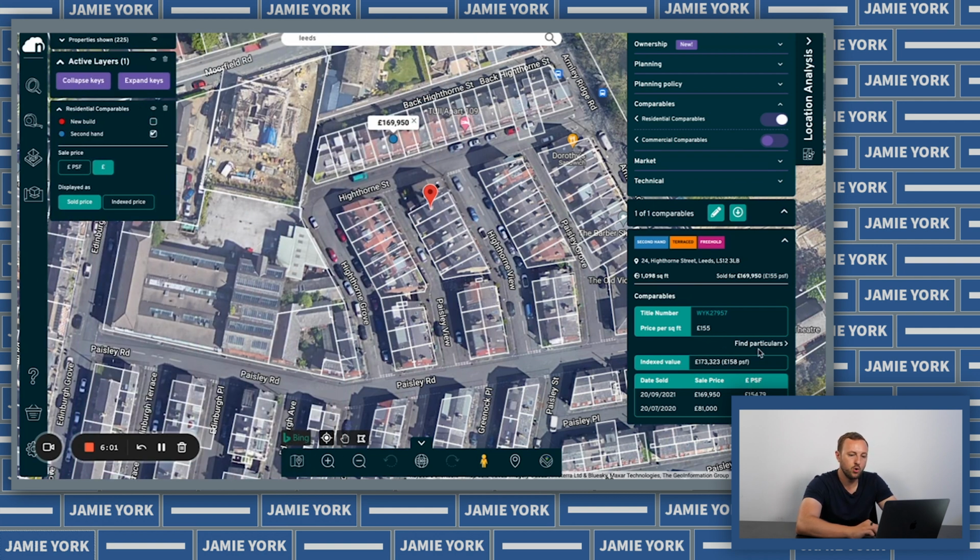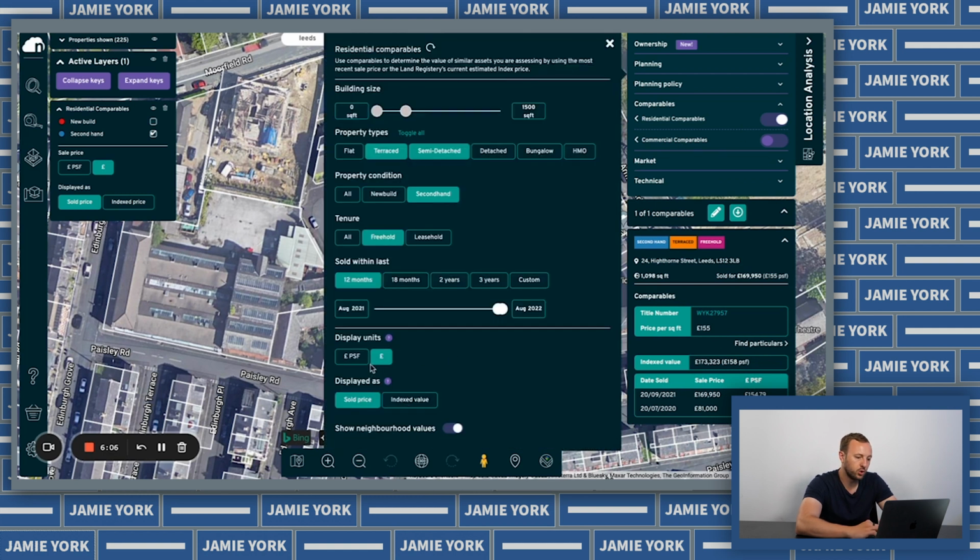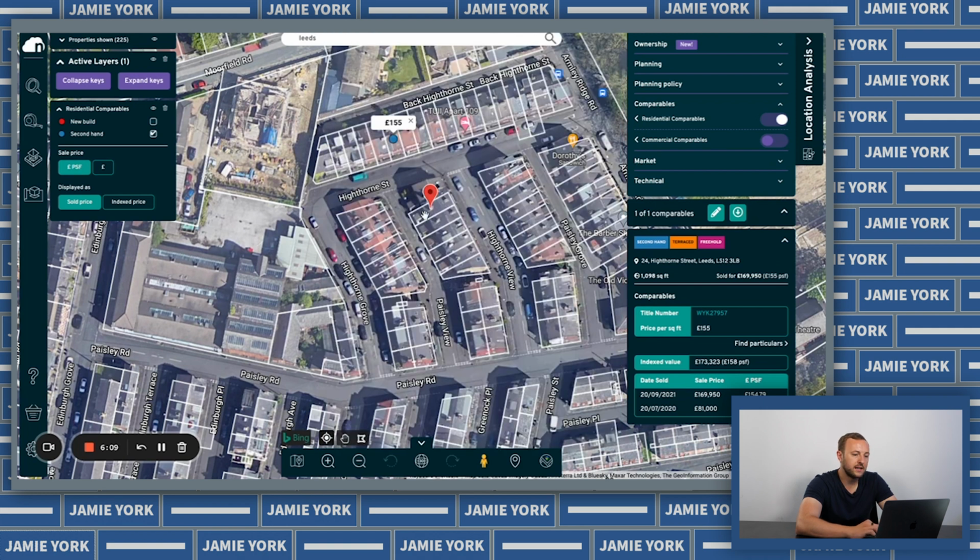But if I want to go over to the per square foot comparables on that, then what I can do is change it to per square foot. And let's say this property here is 155 per square foot. And we can see however big that is. But let's say mine is, I don't know, 1,000 square foot, then that's a £155,000 property. Obviously, this is 1,098 square foot, as you can see here. Let's say ours is 1,300 square foot, then it's likely to be worth more than that individual property. But that's quite a lot that we found out just by looking there.